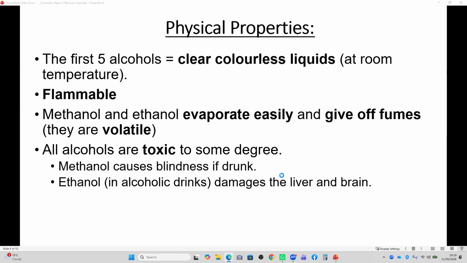Properties of alcohols, right? So what they originally are, or initially, the first five are clear, colorless liquids. Obviously you're all familiar with ethanol. Methanol is quite a scary substance, really.